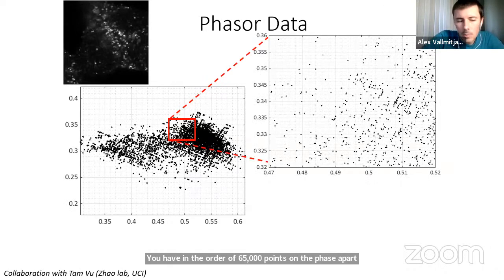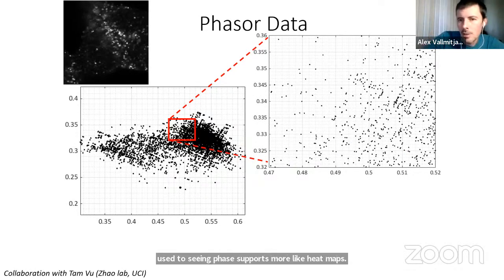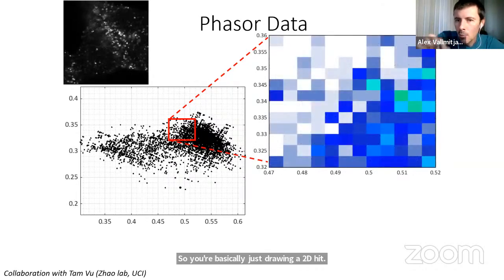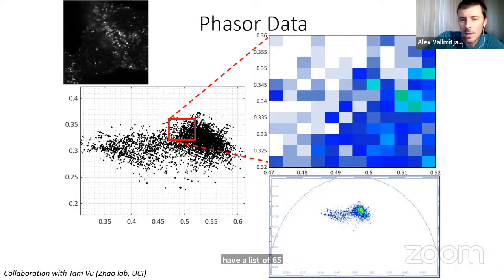You're used to seeing phasor plots more like heat maps. So you're basically drawing a 2D histogram on the phasor space and then counting the number of spots in each of these little squares in the grid to build your phasor plot. But for our clustering methods, you need to go to the raw data. So you have a list of 65,000 pairs of points and do the analysis over that data.